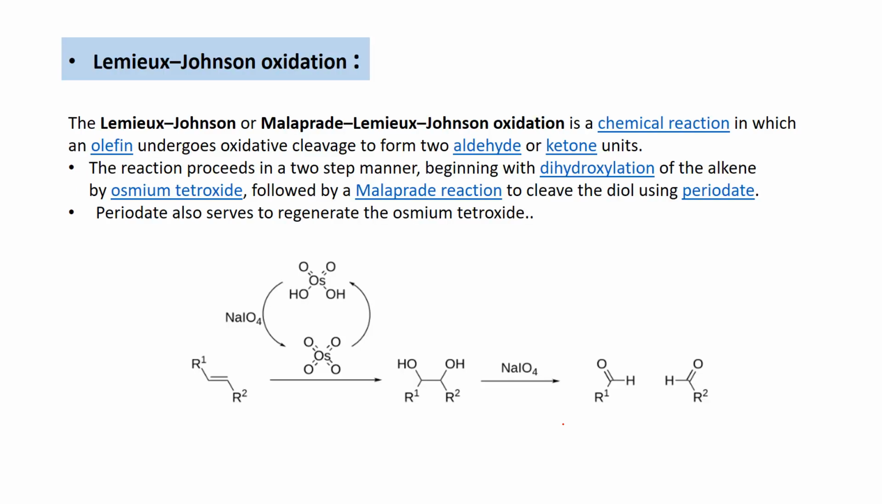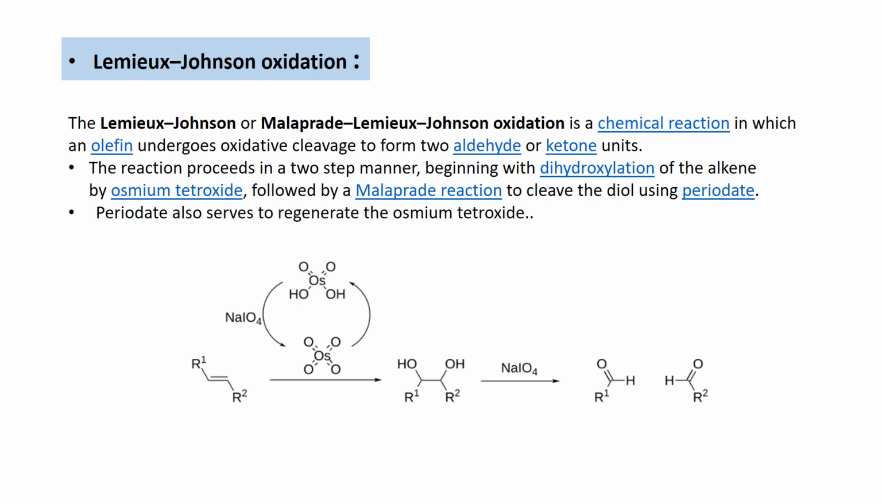So what is Lemieux-Johnson oxidation? The Lemieux-Johnson or the Malaprade-Lemieux-Johnson oxidation is a chemical reaction in which an olefin undergoes oxidative cleavage to form two aldehyde or ketone units. The reaction proceeds in a two-step manner, beginning with dihydroxylation of the alkene using osmium tetroxide, followed by Malaprade reaction to cleave the diol using periodate.